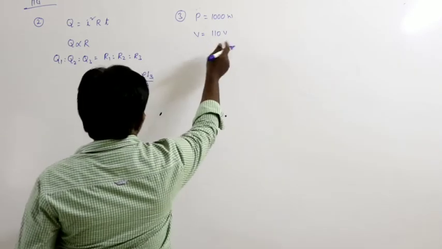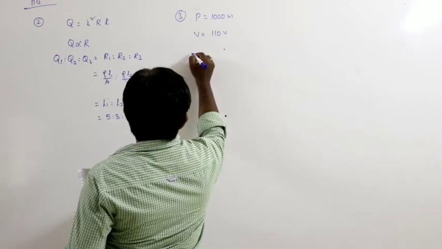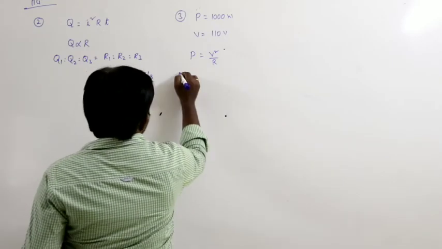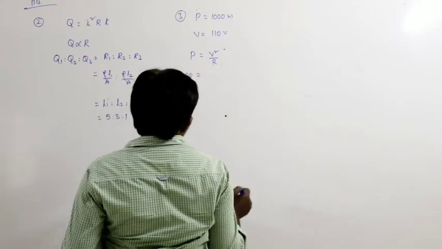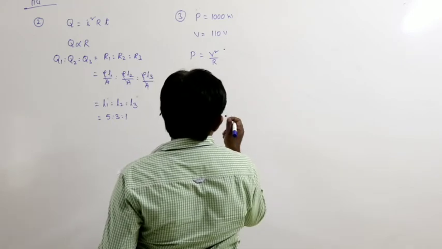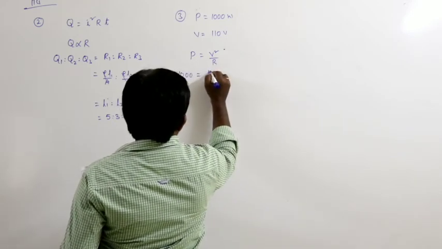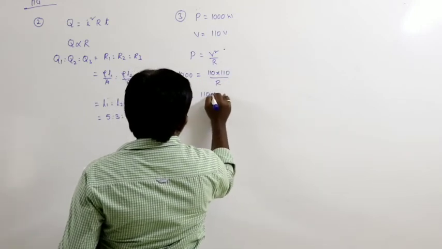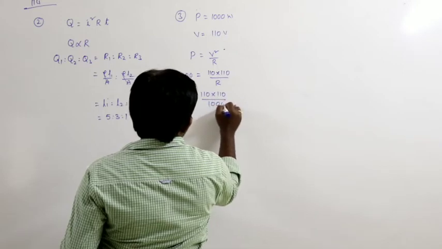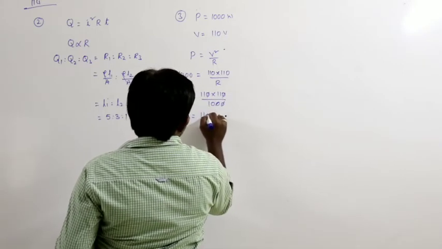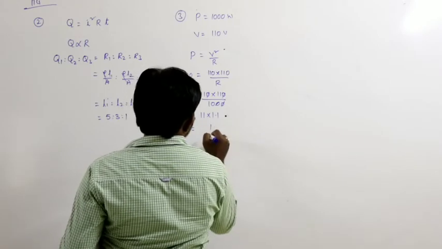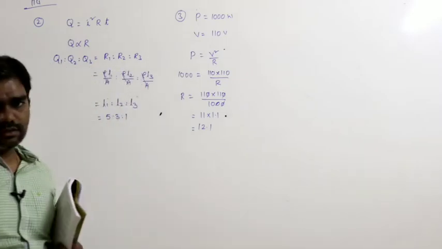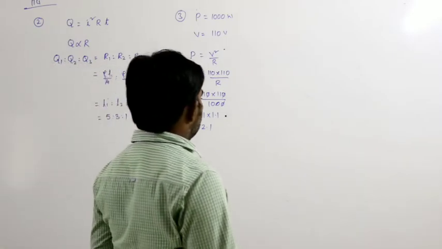Latent heat is given. First, P can be written as V square by R. 1000 is equal to V square by R. V square is 110 into 110 divided by R. Therefore, R is equal to 110 into 110 divided by 1000. 100 cancels, 11 into 1.1, that is 12.1. So the resistance is 12.1 ohms here.